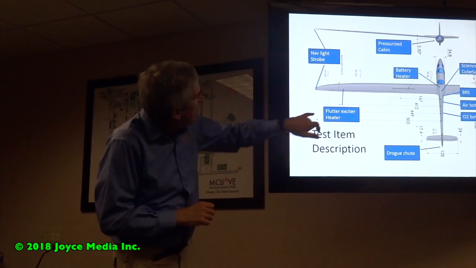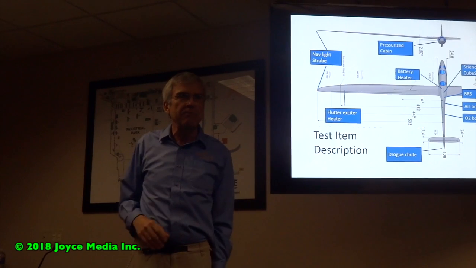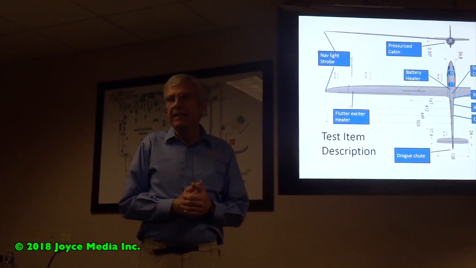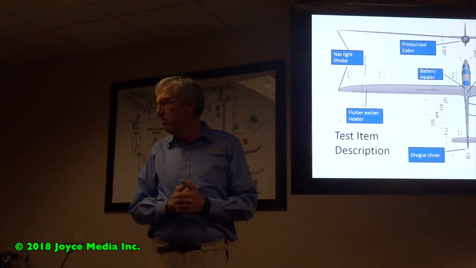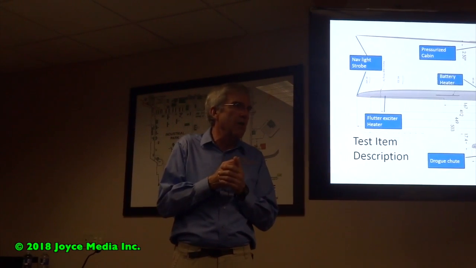And we have flutter exciters in the wingtip. Basically little devices that can vibrate the wingtip. Then we measure how fast the vibrations damp out. And that tells us whether we have a structural problem with the airplane. For those of you in the aerospace business, it's called flutter.